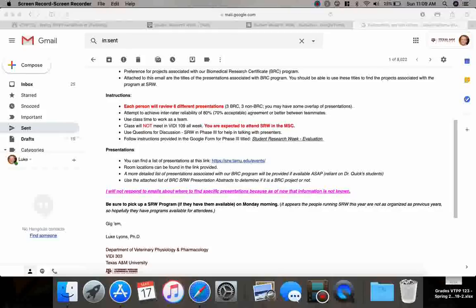Also, in pink here, I put, I will not respond to emails about when to find specific presentations because right now that information is not known. If I find out more information, I will let you know. If you ask, where's the location of this? That's what your team is for. I want y'all to work as a team. Also, I don't want to be redundant in responses and send 20 emails of where do I find this? Y'all know all the information at this moment that I know.